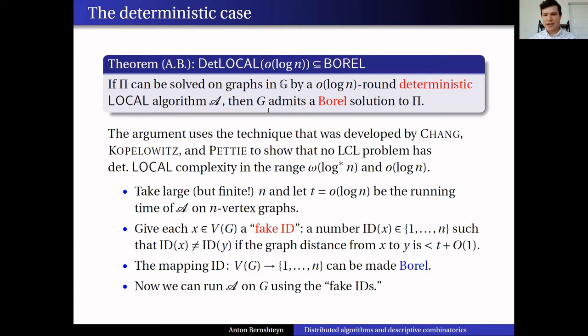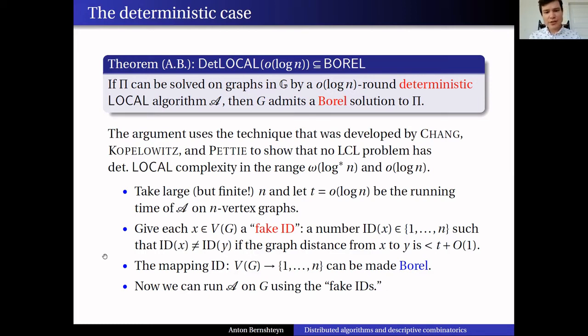But the key observation is that because of the locality condition, they don't really have to be unique in the whole graph, because the algorithm runs only for t steps. And in this time, a vertex can only see what happens in the ball of radius t around itself. So the identifiers just need to be unique in that ball. So we give to each vertex x a fake ID, a number ID of x between 1 and n, that is unique locally. So if two vertices are at distance less than t plus maybe a constant from each other, then their IDs are distinct.